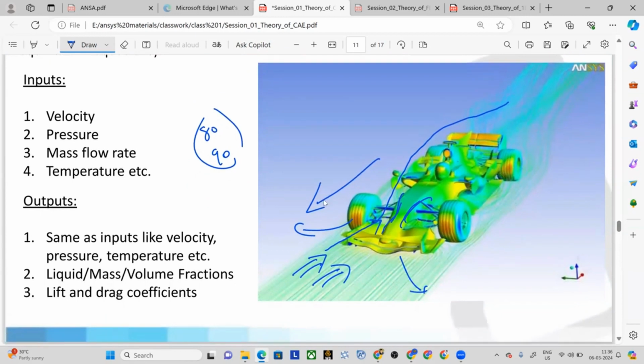So here the inputs will be mostly velocity, pressure, mass flow rate, and temperature. And outputs will be similar, like you might study the velocity, pressure, and temperature distribution. And this is a basis for your aerodynamic part, which is the lift and drag coefficient.